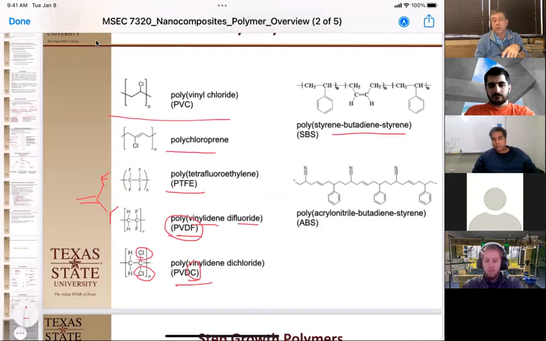Styrene butadiene styrene copolymer here. It's a block copolymer. Starts with styrene, then you do a little bit of butadiene, then you add another styrene on the end of it here. Those tend to be really tough materials.